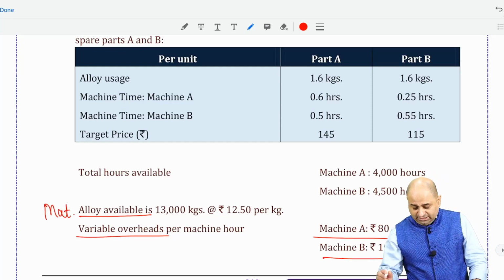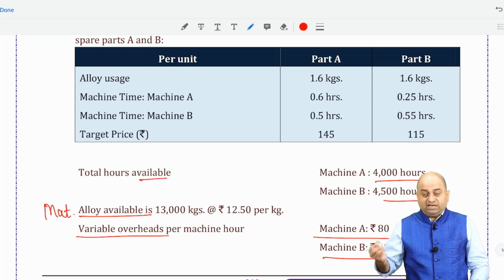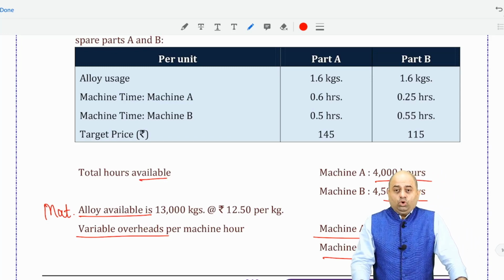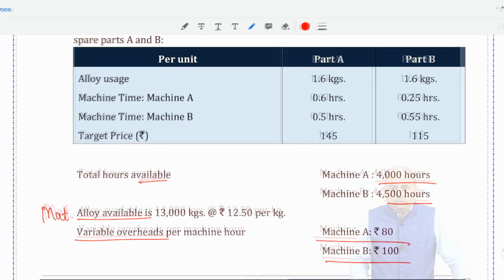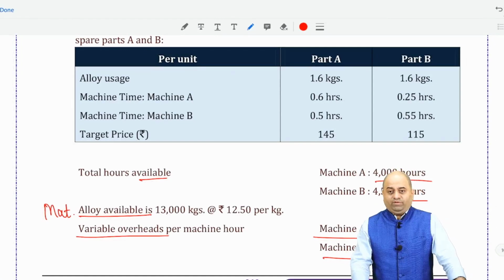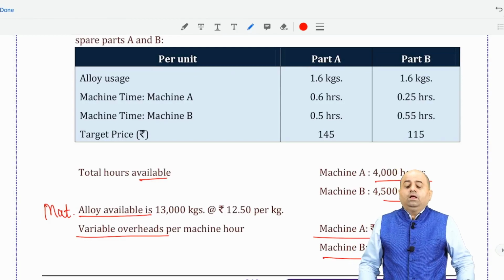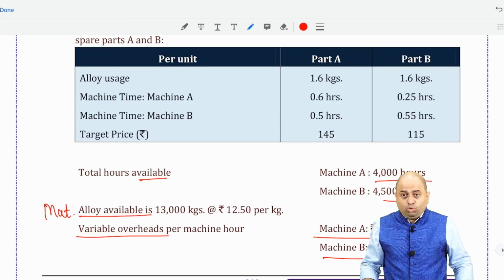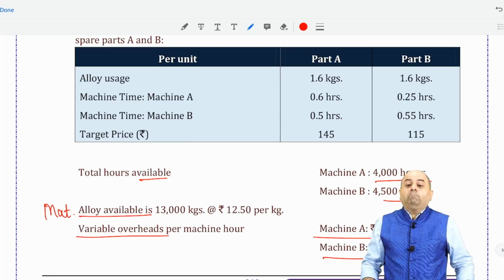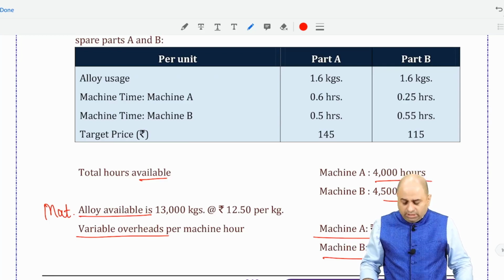And these many hours are available. Don't forget, these many hours are available. So once you find out number of units, then you can calculate your material cost and variable overheads in all. My point is, how to find out how many number of units.